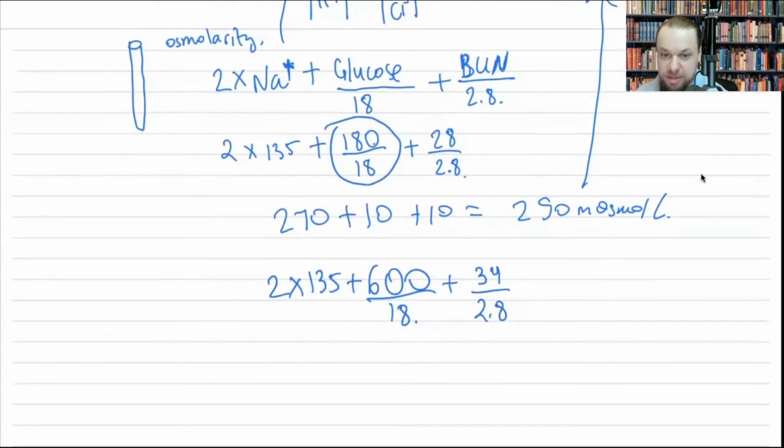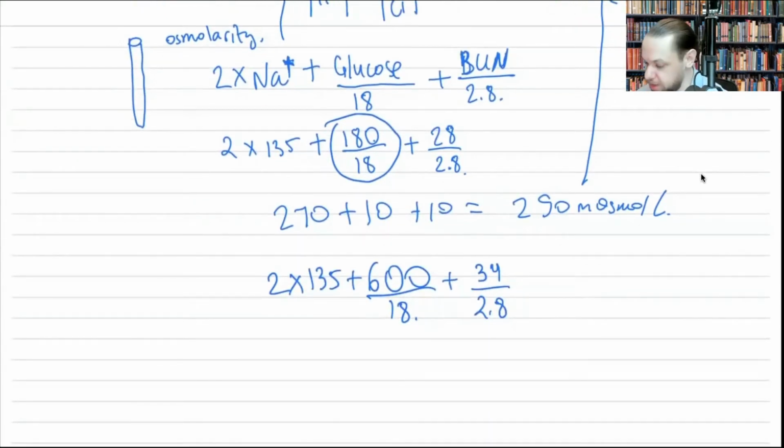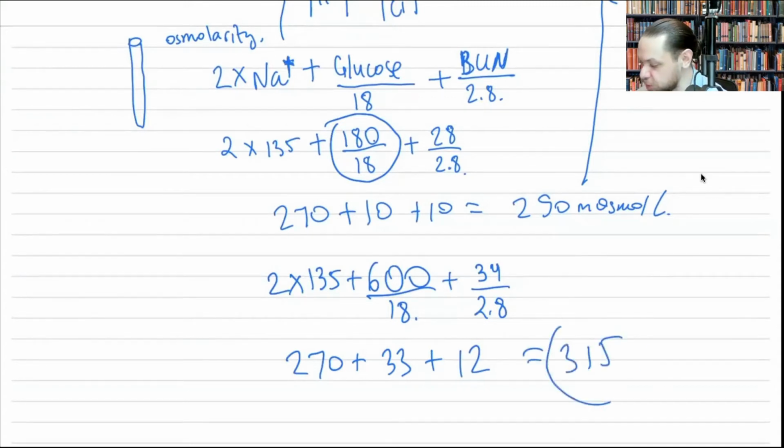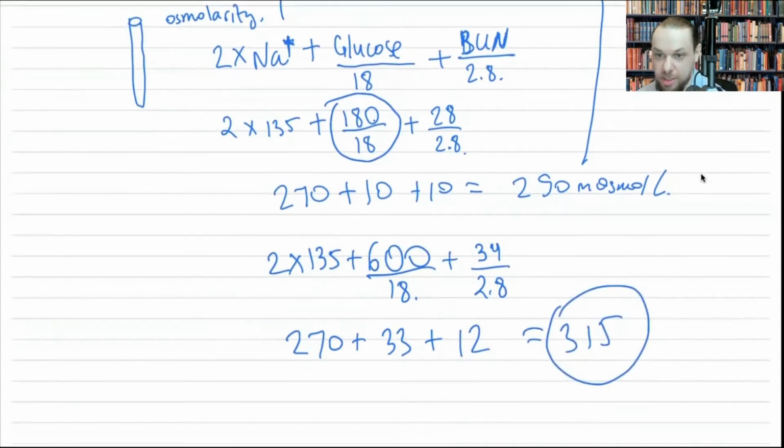So if I use my calculator and divide these numbers, this is still 270 plus, we're going to say 600 divided by 18 is 33, plus 34 divided by 2.8 is 12, right? So all this is equal to 315. So this is my osmolarity. So you see how my osmolarity is increasing.